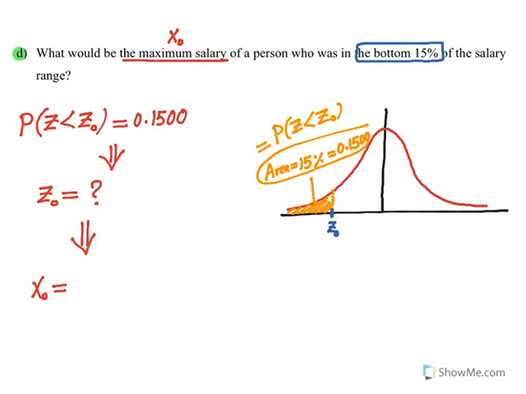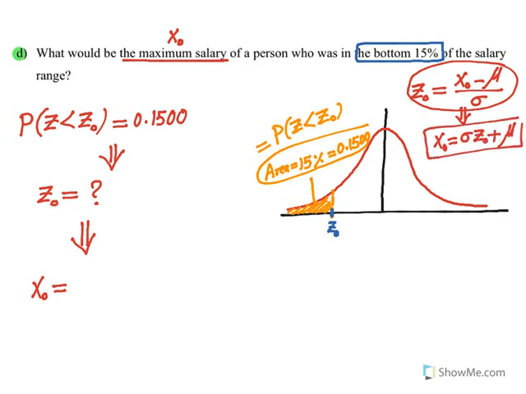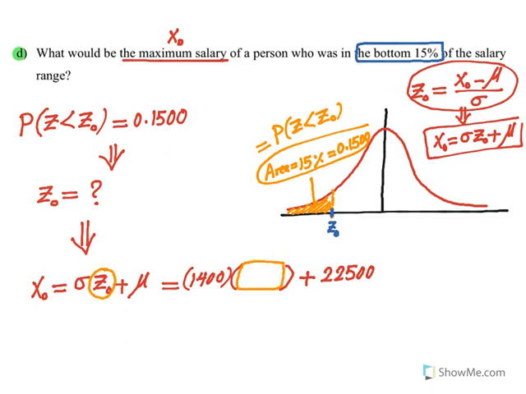But X0 is the value whose Z score is Z0. So remember, I can write it here. Z0, the Z score of X0, is X0 minus mu over sigma. So if you have this, and from it you want to find X0, X0 will be sigma times Z0 plus mu. And remember, we have sigma, it's 1,400, times the Z0, I'm going to keep it here, we don't know it yet, plus mu, it was 22,500 for this question. So all we need is to find this Z0 and then plug it in here.